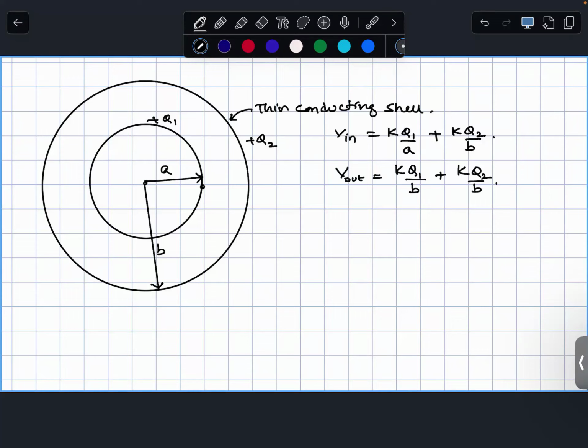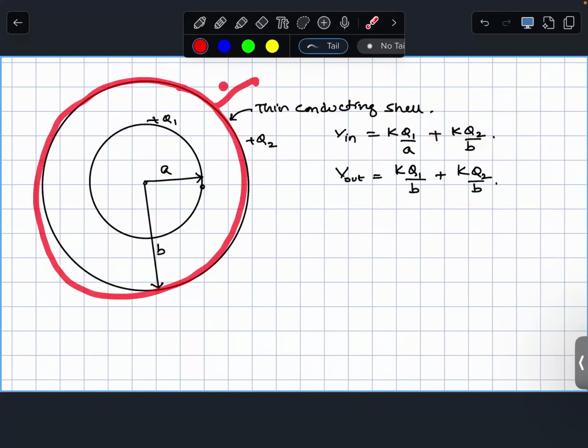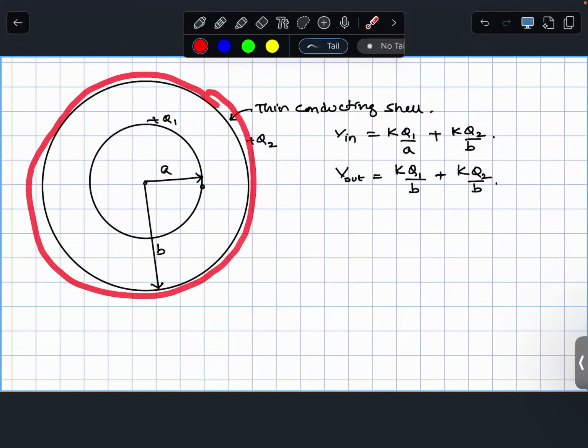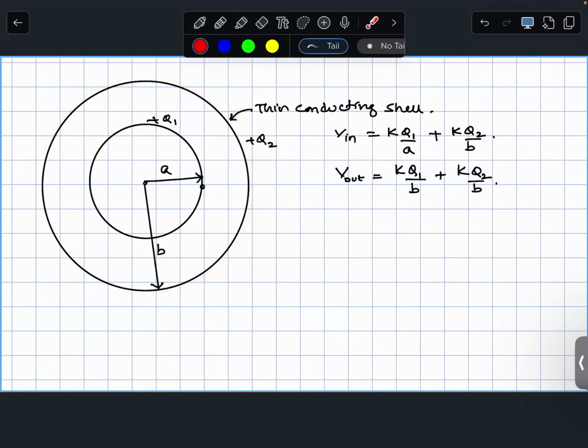Any doubt? Sorry, you are cheating. No, I'm not cheating you. No, sir, you have written both the terms the same. True, because with respect to this distribution, whatever is the potential on the surface, the same will be at any point inside. You know that. Inside a charged shell, potential is constant. So only due to this distribution on the surface as well as any point inside, potential is the same. That is the reason why you got both the terms the same.